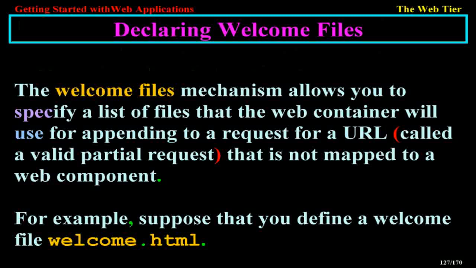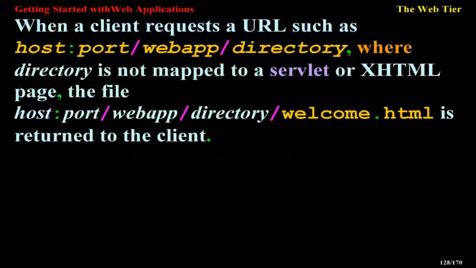The welcome files mechanism allows you to specify a list of files that the web container will use for appending to a request for a URL, called a valid partial request, that is not mapped to a web component. For example, suppose that you define a welcome file welcome.html. When a client requests a URL such as host:port/webdir/directory, where directory is not mapped to a servlet or XHTML page, the file host:port/webdir/directory/welcome.html is returned to the client.